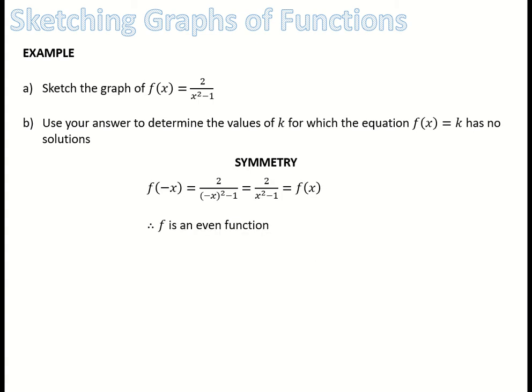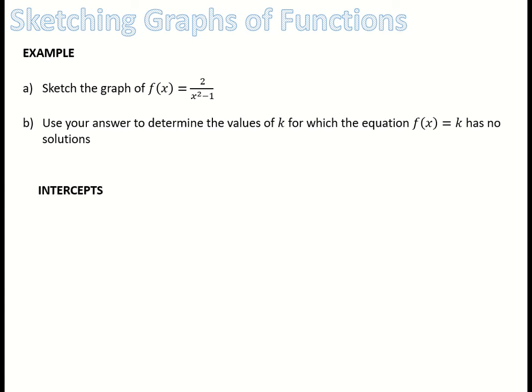Therefore, f is an even function. What that tells us is that it's going to reflect over the y-axis. All that means is that if we know what the left-hand side of the graph looks like, it's going to be exactly the same, but reflected on the right-hand side of the graph. So, taking all this information, we've got our intercepts.